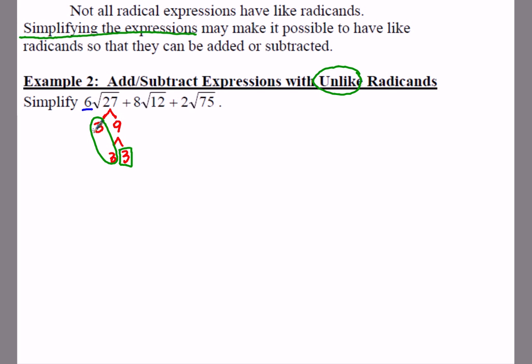But don't forget your 6 already. So we have a 6 times, we're going to take this 3 out here, and then we're going to be left with a radical 3 underneath. So if we simplify, this gives us an 18 radical 3. The only thing that'll be able to be simplified with later, or added or subtracted to, would be another radical 3. So let's simplify your 12.